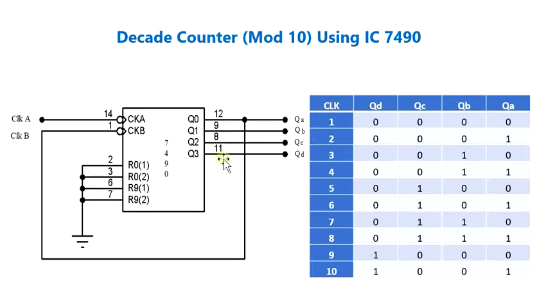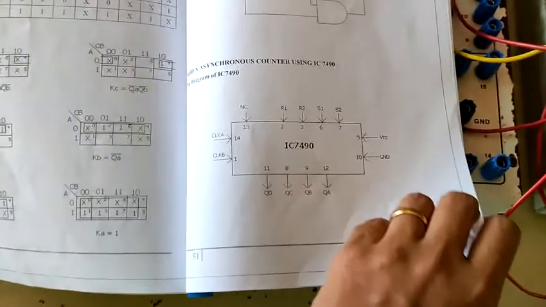Since it's a decade counter, it will start counting from 0 up till a binary representation which corresponds to decimal 9. So you have a clock A and a clock B, and both are negative edge triggered, so that is why we have a bubble here to indicate that. This decade counter counts in an incremental manner, so I can say that this is an up counter. When you switch on the trainer kit, all the outputs will be 0. On further application of the clock pulses, you will observe that the counter will start counting up till 9, and at the 10th clock pulse it will reset itself to all zeros again.